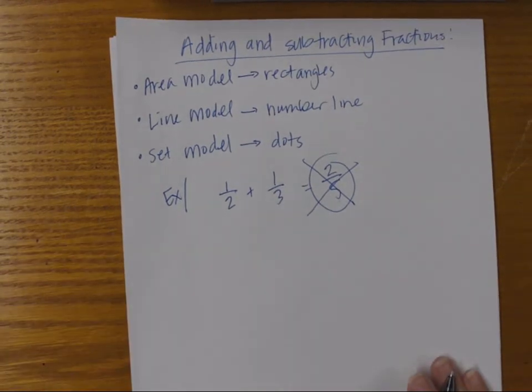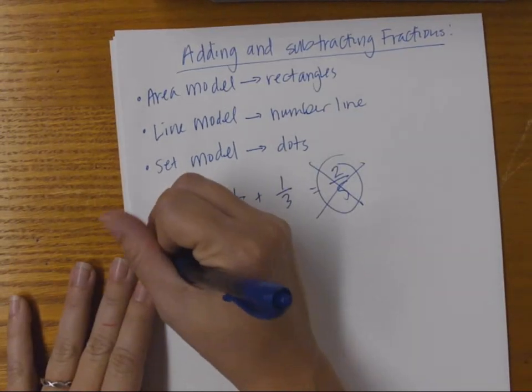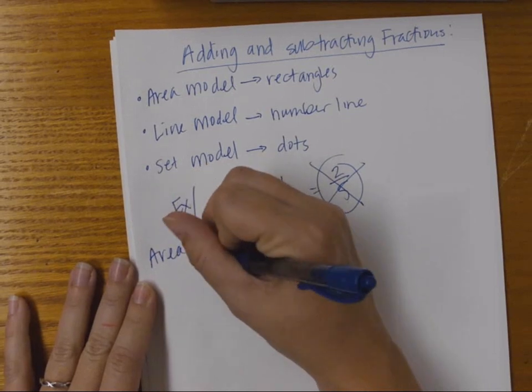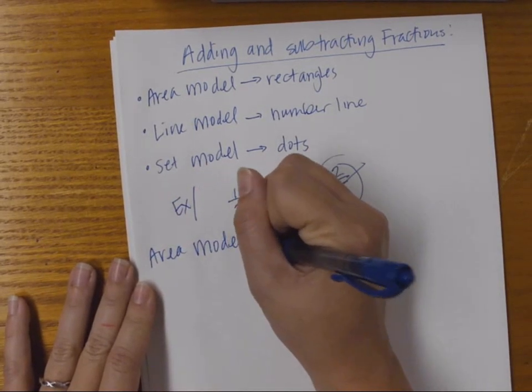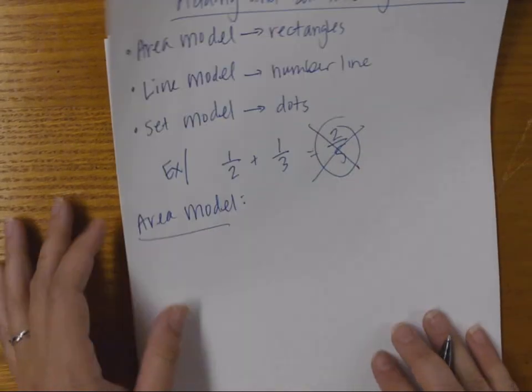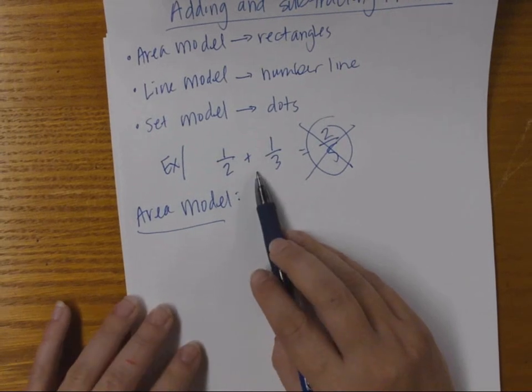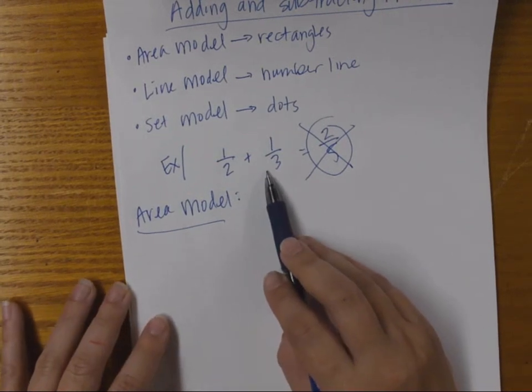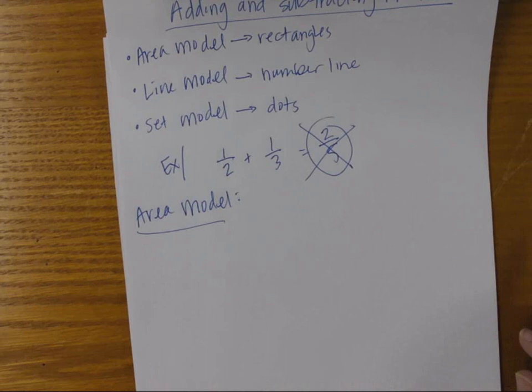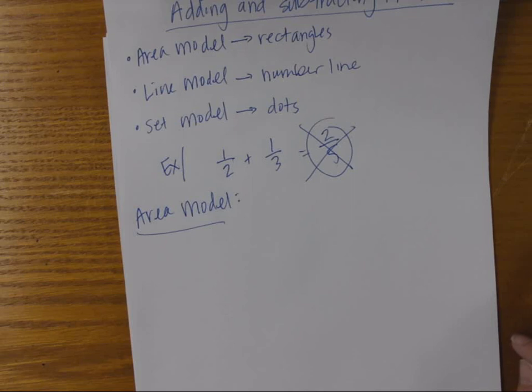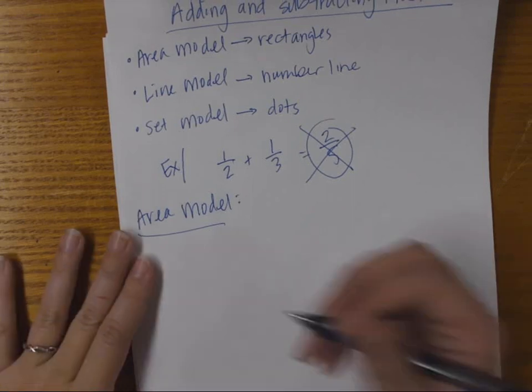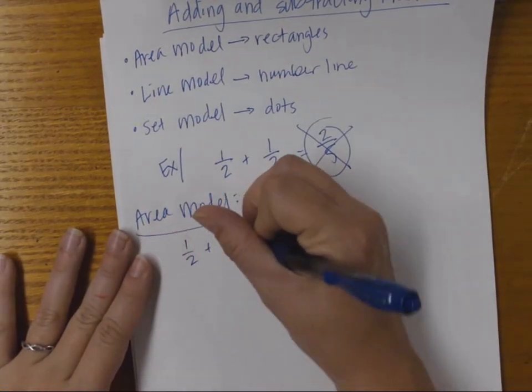Okay, so let's start off with an area model here to talk about how to add 1/2 and 1/3. Usually the way we do this problem is to get a common denominator. When you start off teaching adding fractions, you don't actually use the word common denominator. You are finding a common denominator, but they don't even realize that's what they're doing. So let's use this problem, 1/2 plus 1/3.